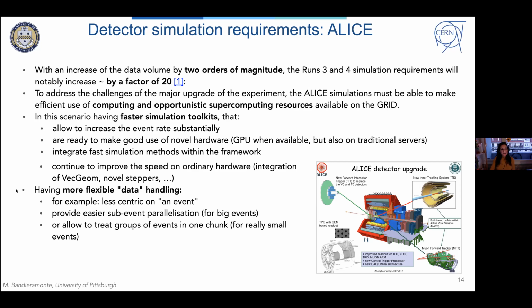A second point will be to have more flexible data handling, and that was already mentioned by Mark. So have a less event-centric approach, and give the possibility, for example, to have parallelization at the sub-event level for big events. And at the same time, allow treating groups of events in one chunk if you have, for example, very small events, so you want to treat them all together.